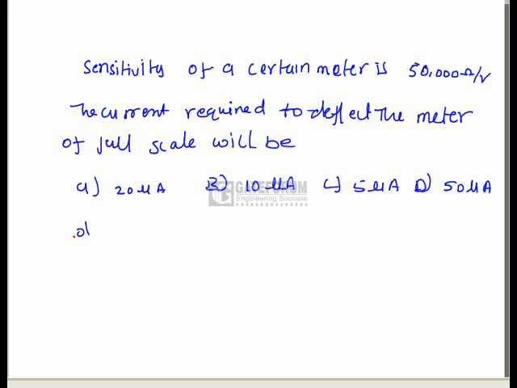The next question: the sensitivity of a certain meter is 50,000 ohms per volt. So the current required to deflect the meter to full scale will be? Here it is asking for the full scale value of the current, which corresponds to the maximum value of the reading. First we have to know the relationship between sensitivity and full scale. We know that the sensitivity of any instrument is given by S equals 1 by I_FS.